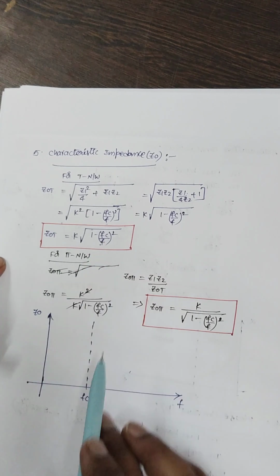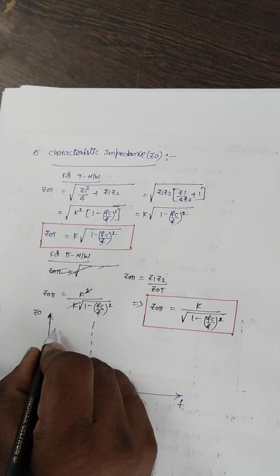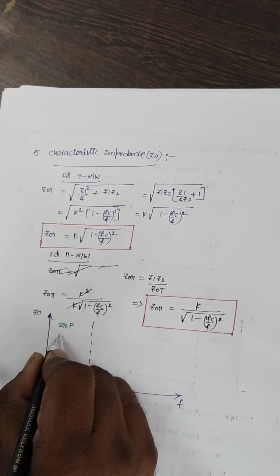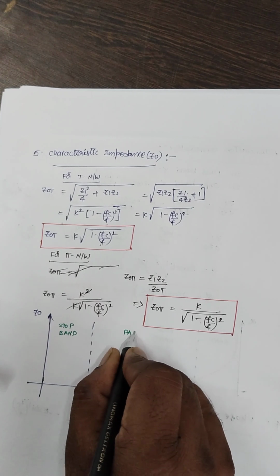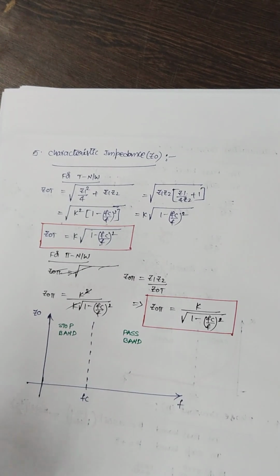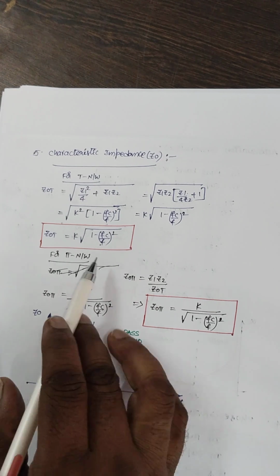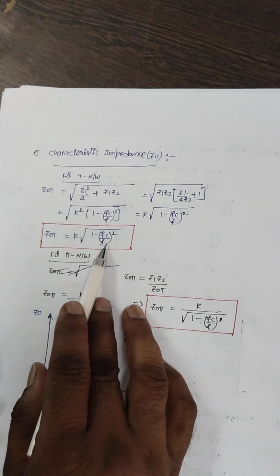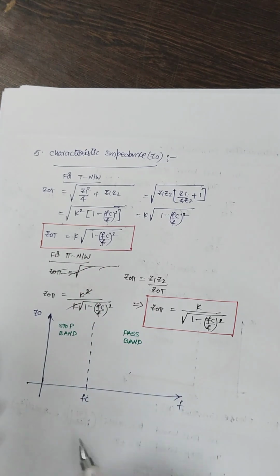Suppose at f equal to fc, we know that below it is a stop band and above it is the pass band for a high pass filter. At f equal to fc, what is the value of Z0T here? 1 minus 1, that is 0. So Z0T will start from 0.